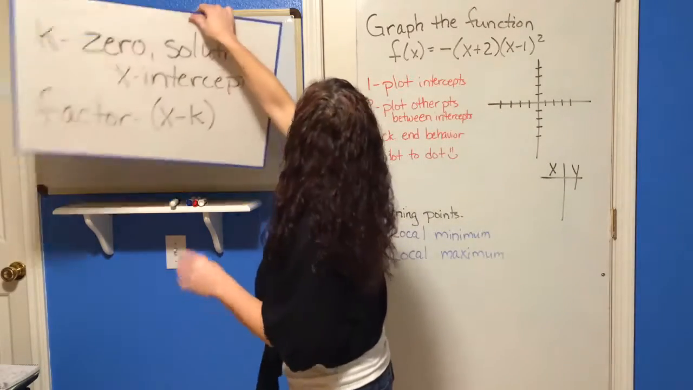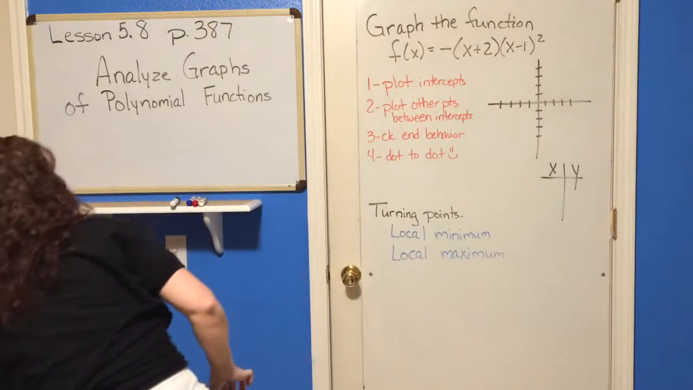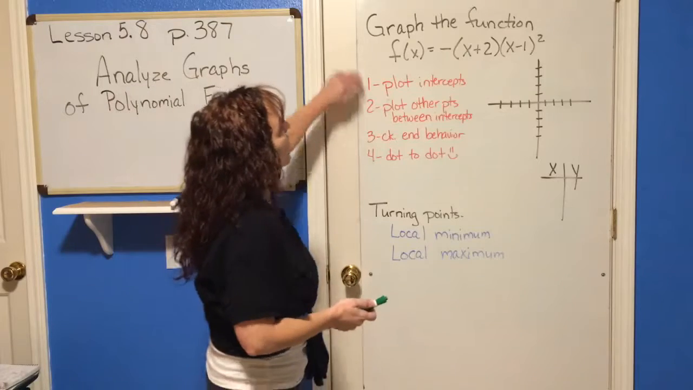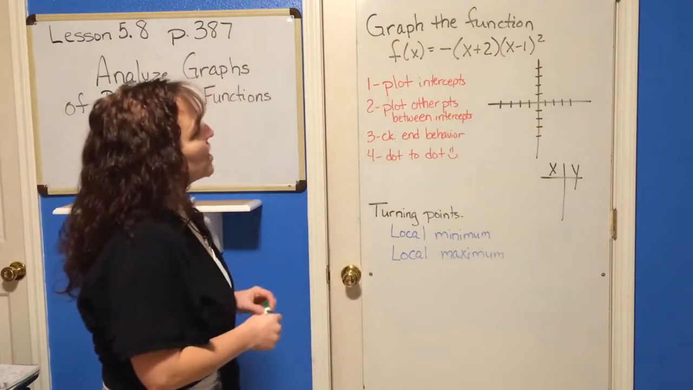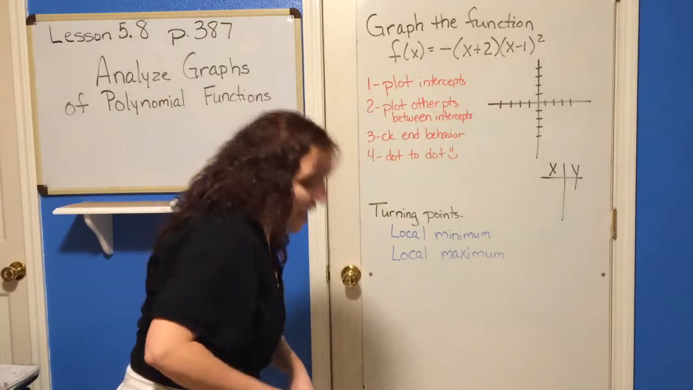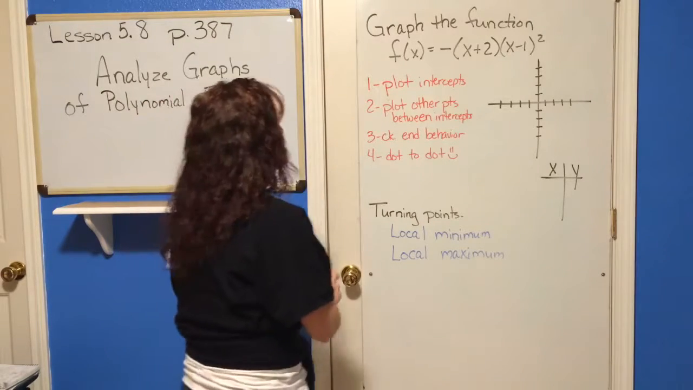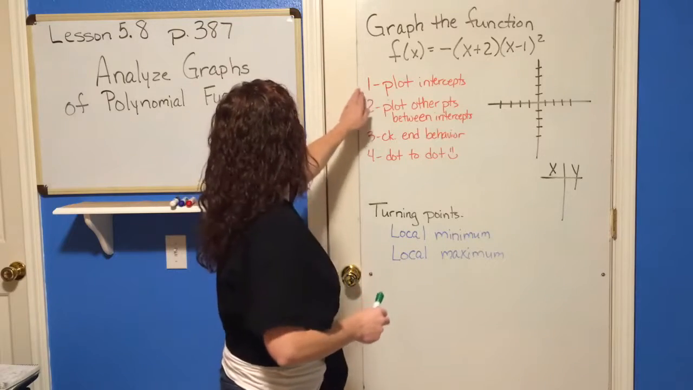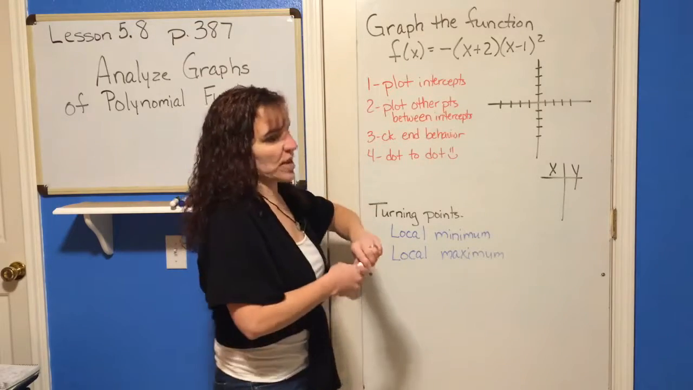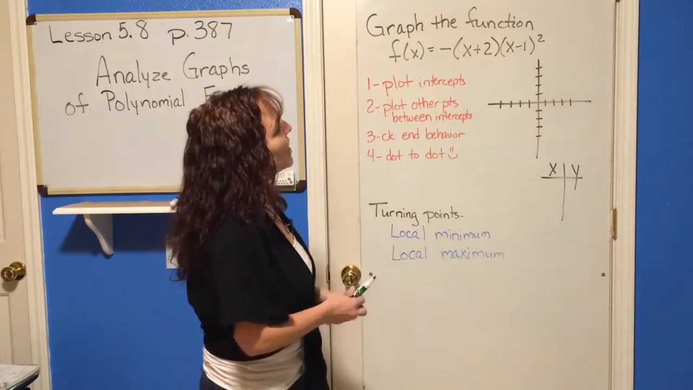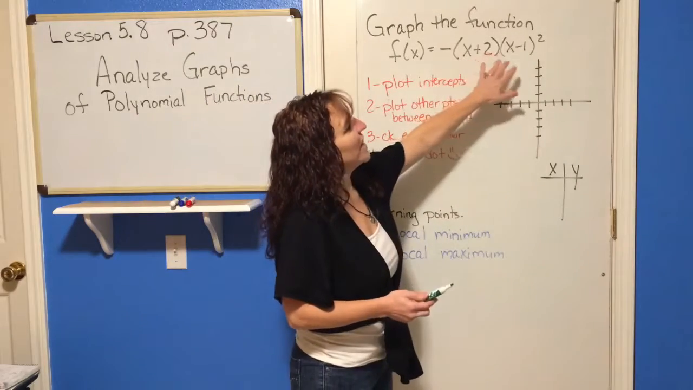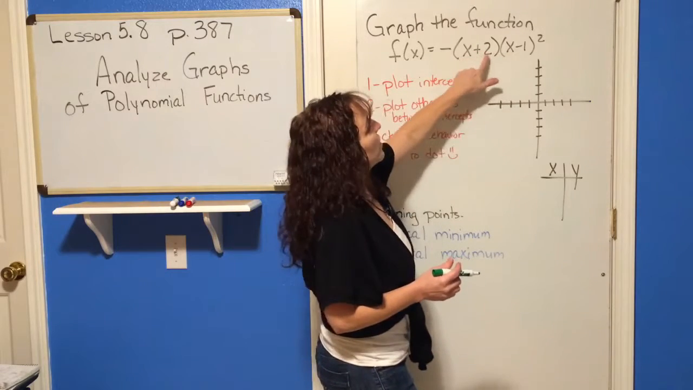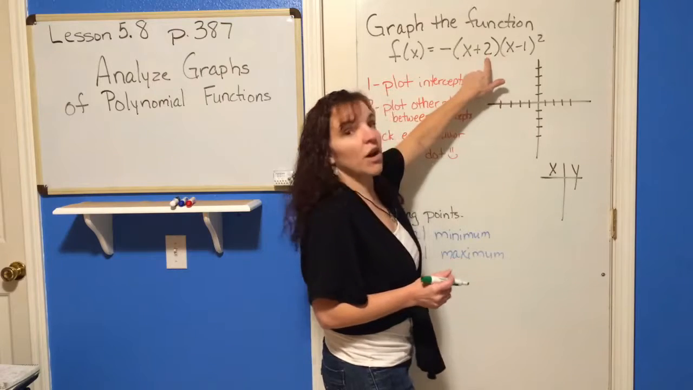All right, so going from there, if we want to graph a function, graph the function f of x equals negative times the quantity x plus 2 times the quantity x minus 1, squared. So I have here the steps. Step 1, you're going to plot the intercepts. Because this is in intercept form, we can easily see that these factors give our zeros, or our solutions, or our x-intercepts.